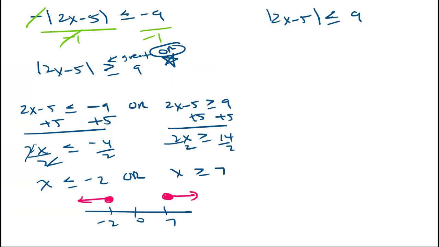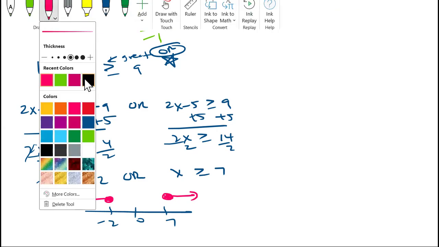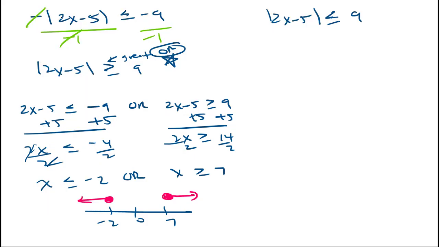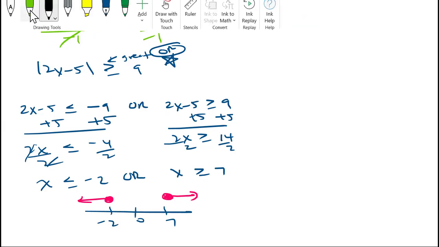That's my solution. It doesn't look like a linear, right? They'll draw something like this or like that. This is not a linear. So your graph should be on the number line. Okay, now this next one is going to be totally different.